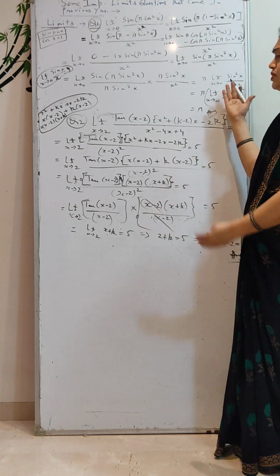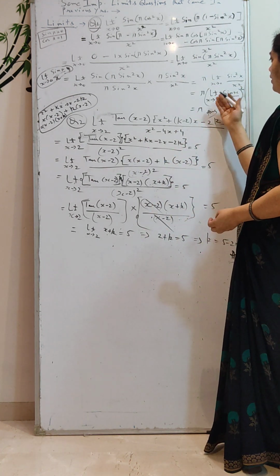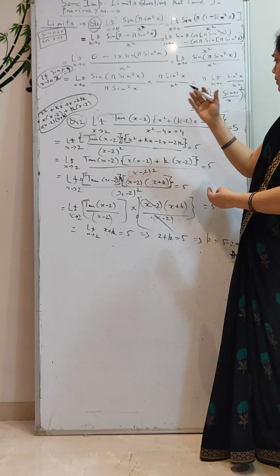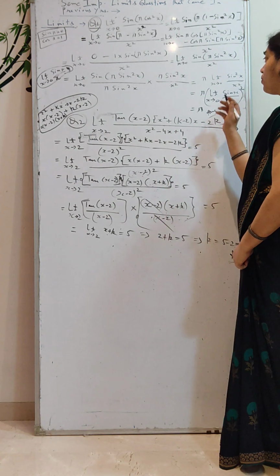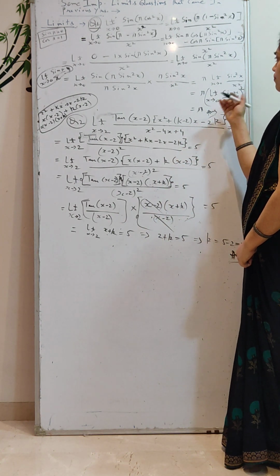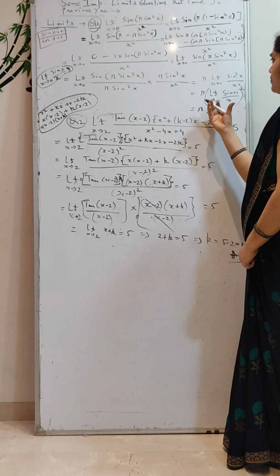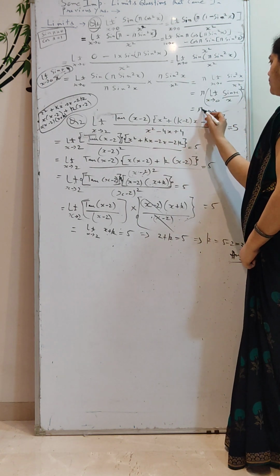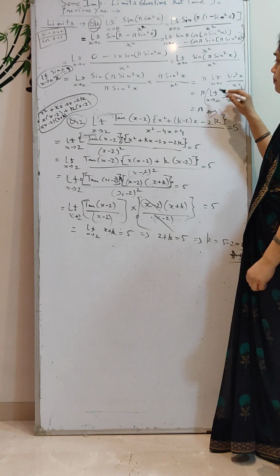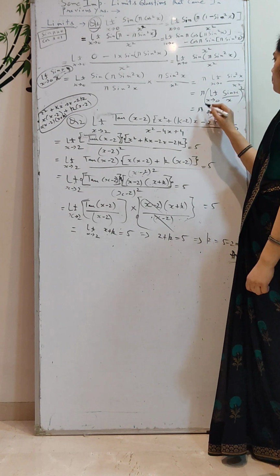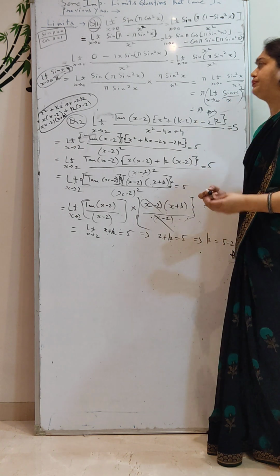Pi will be shifted out of the limit, as it is constant. Whatever constant value is there, it comes out of the limit. So pi will be separated from the limit part, and this will again become 1. So pi into 1 will be pi.